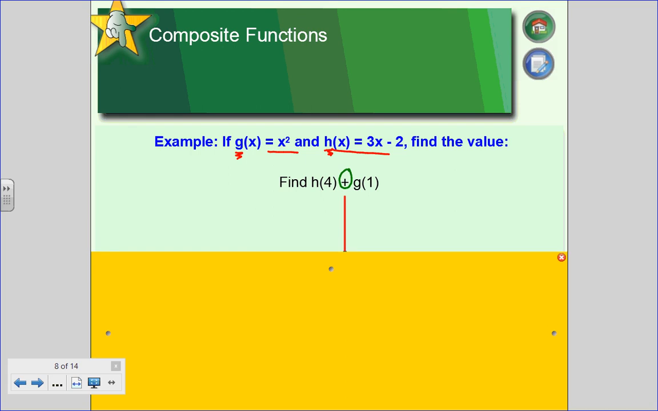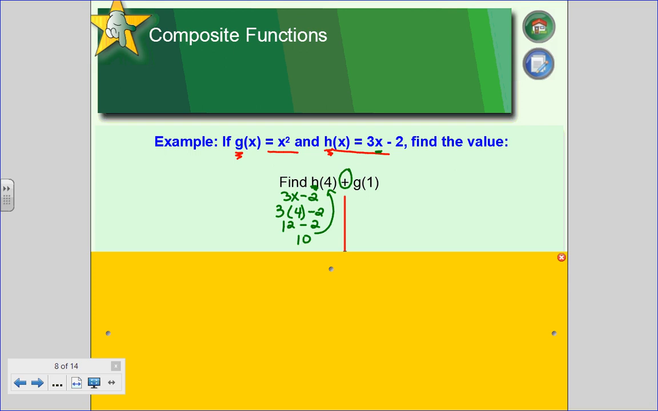Oops, sorry. I keep showing the answer. So h of 4 means find the function h, which is 3x minus 2, and instead of x, we replace the x with a 4. So I'm going to simplify this all the way down to get 10. So 10 is the value for h of 4.